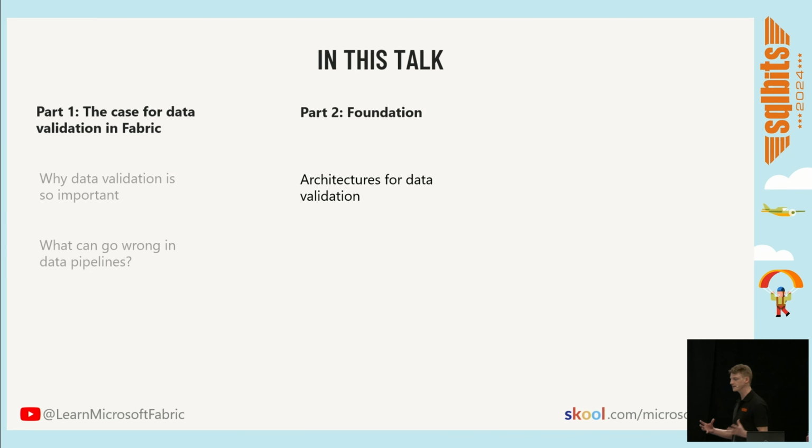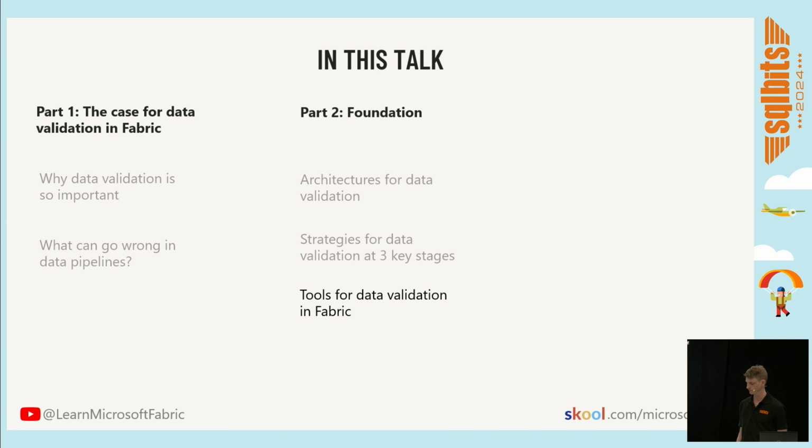Then we're going to go into the main section, which is really diving into a few different architectural ideas for how you can get a grip on data validation, specifically in Fabric. We're going to look at 3 key stages in an end-to-end pipeline and how you can validate your data at each of these stages. We're going to look at different tools that you can use. One of the best things about Fabric is that you can integrate a whole ecosystem of Python tooling. So we'll look at some of the main open source tools.